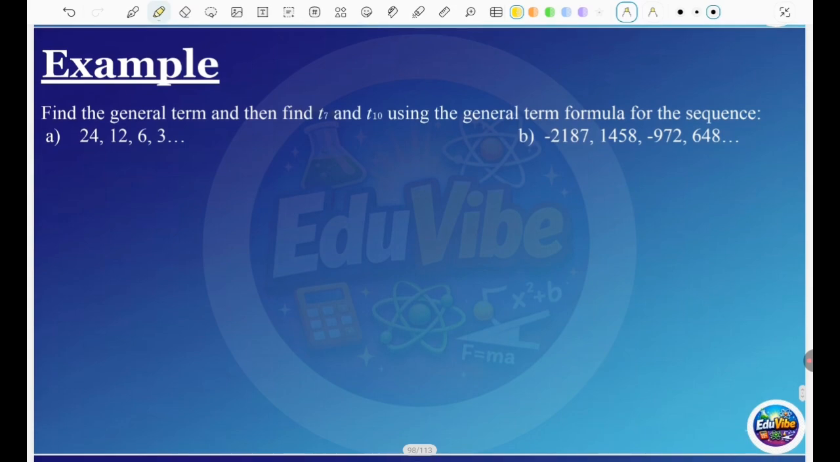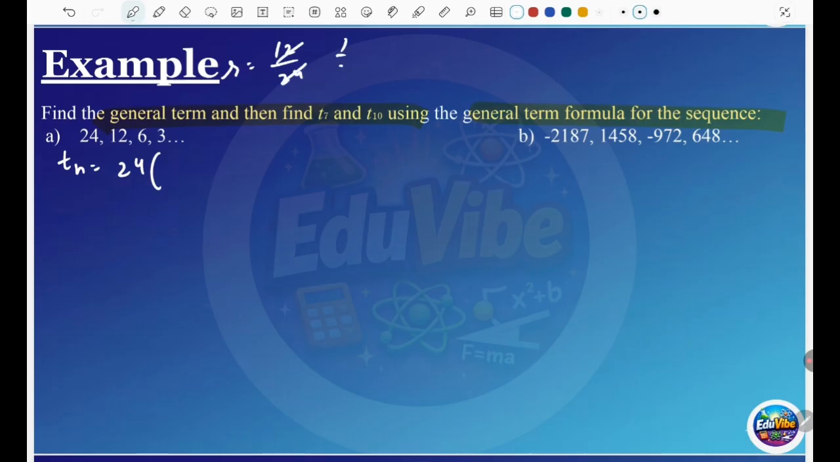In this, you have to find the general term now. So find the general term, then find the t7 and t10 using the general term formula of the sequence. So first you have to find the tn. What's the t1? t1 is 24, and the r is 12 divided by 24, you get 1 by 2. So this goes like this, n minus 1. So this is your general term.